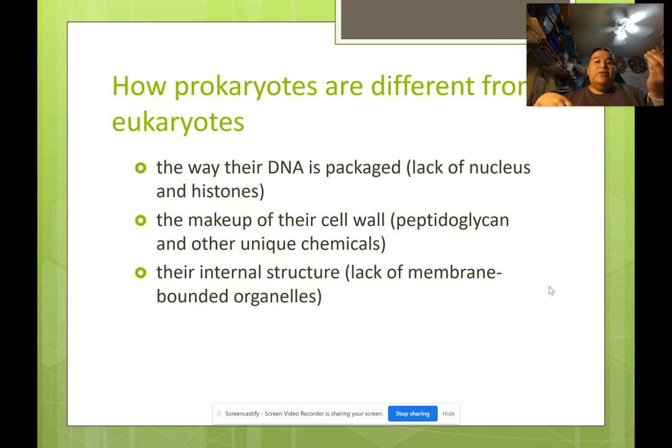Their cell wall, if they have one, is also very different. So prokaryotes tend to have cell walls that are very, very different from cell membranes. With prokaryotes, the cell walls are made up of a chemical called peptidoglycan, which you can see right there, and some other unique chemicals that you do not see in eukaryotes that actually have cell walls. Not every eukaryote does. We don't, for sure. The internal structure is also very different.